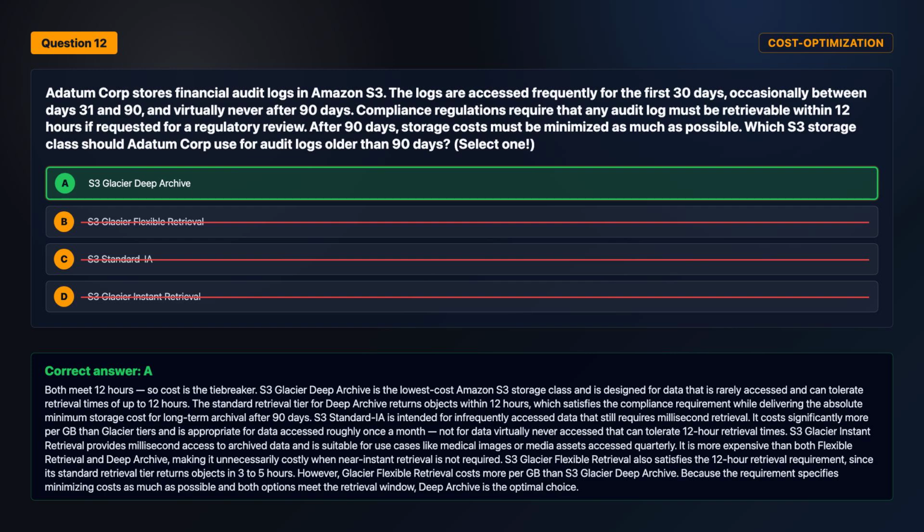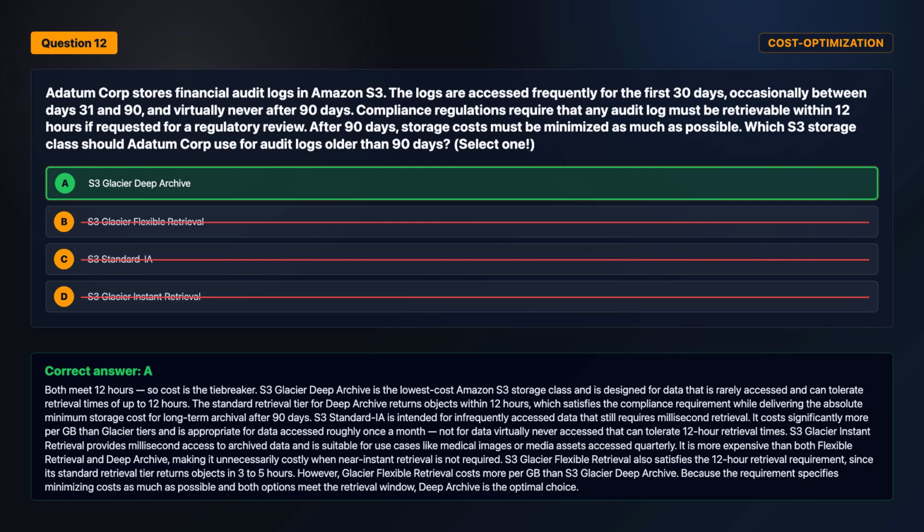S3 Glacier Instant Retrieval provides millisecond access to archived data and is suitable for use cases like medical images or media assets accessed quarterly. It is more expensive than both flexible retrieval and deep archive, making it unnecessarily costly when near-instant retrieval is not required.